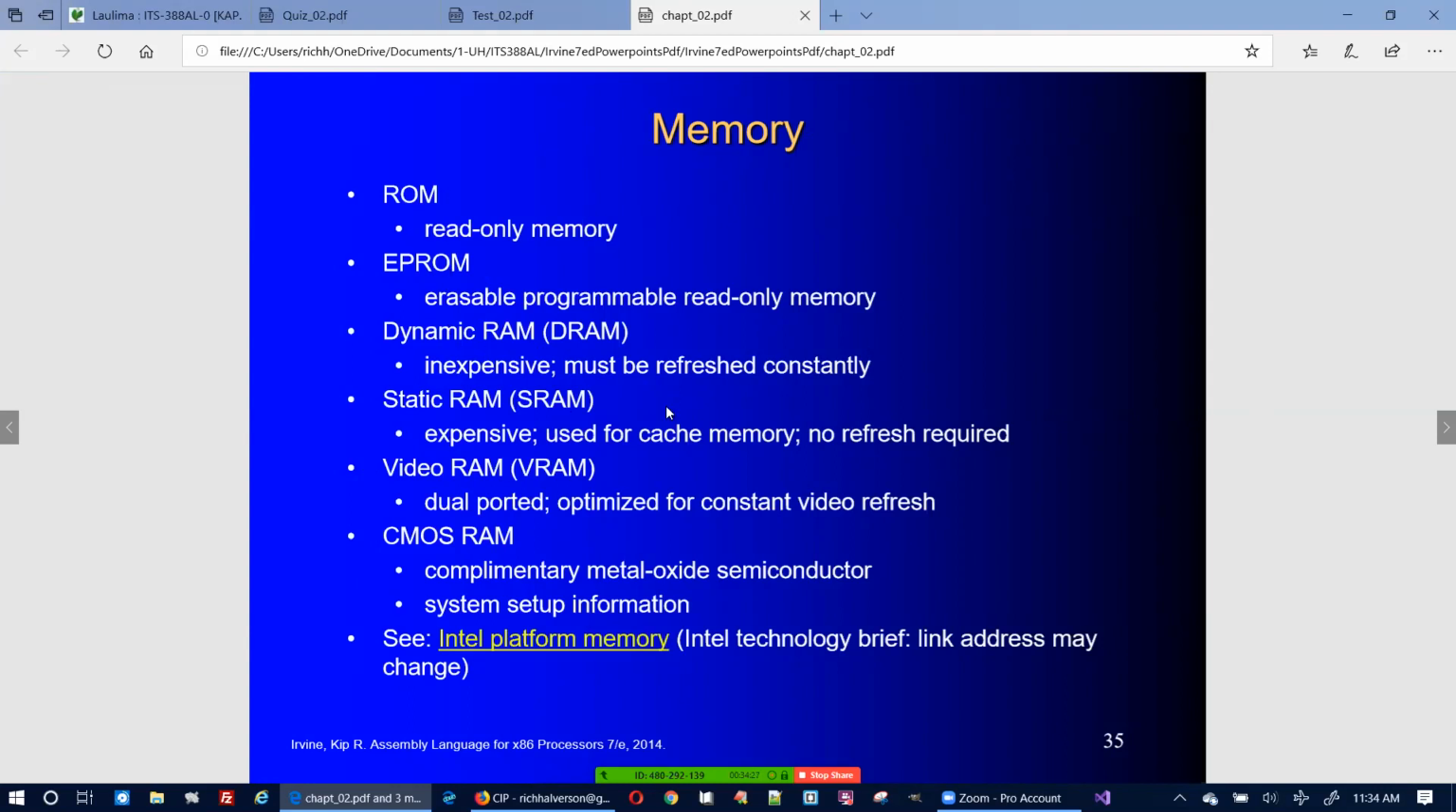Static RAM, once you write it and keep power on it, then the data stays. So you don't have to refresh it. You have to keep power on it, but you don't have to refresh it.